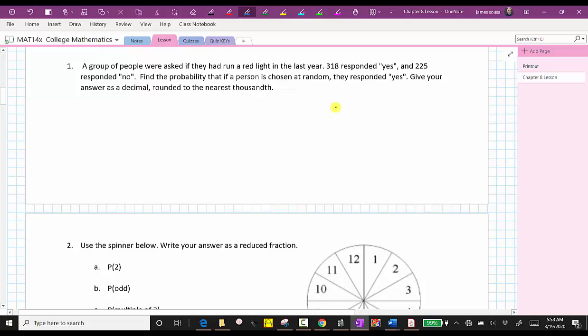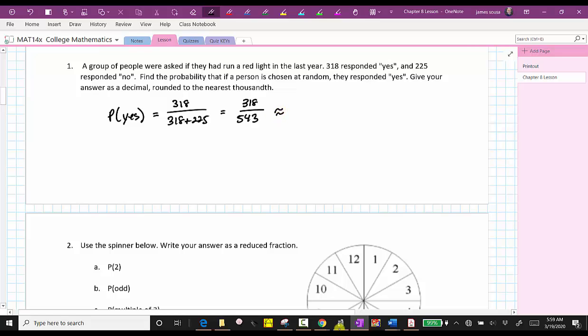So we indicate the probability of a yes using capital P and then in parentheses yes. This is equal to the number of people that responded yes divided by the total number of responses. Well, 318 responded yes, so we have 318, and then divided by the total number of responses, which is 318 plus 225. Simplifying, we have 318 divided by 543. And now we need to convert the fraction to a decimal and round to the thousandths.